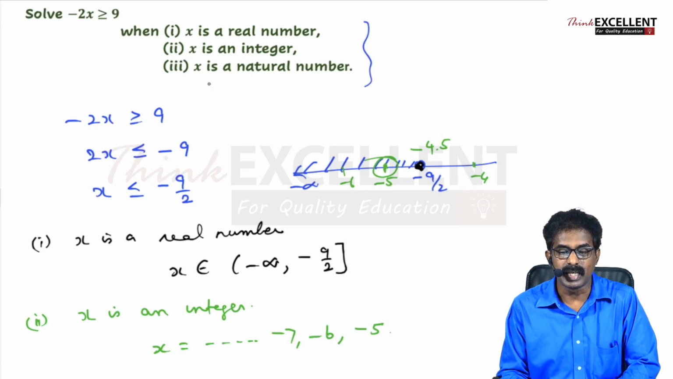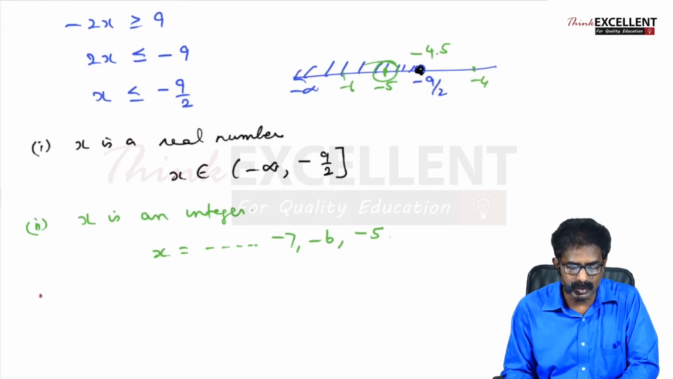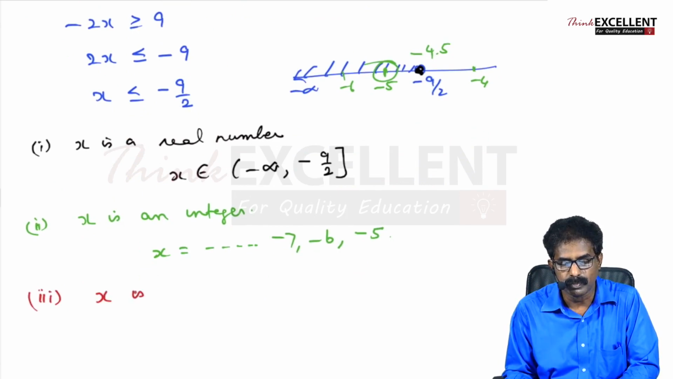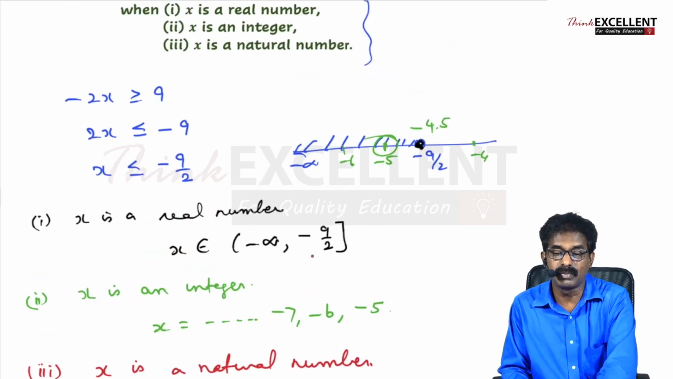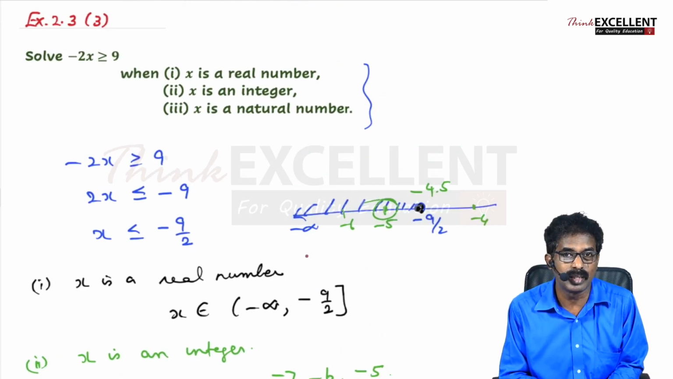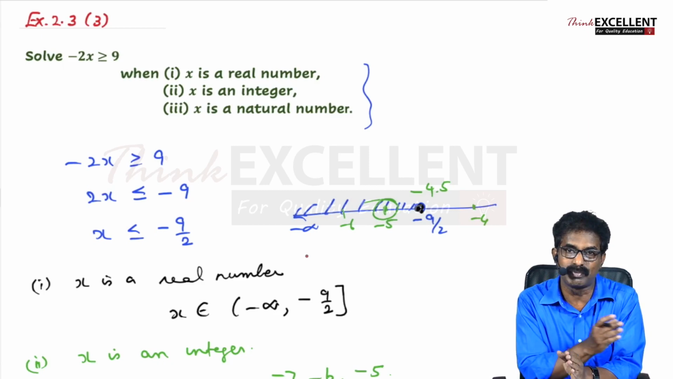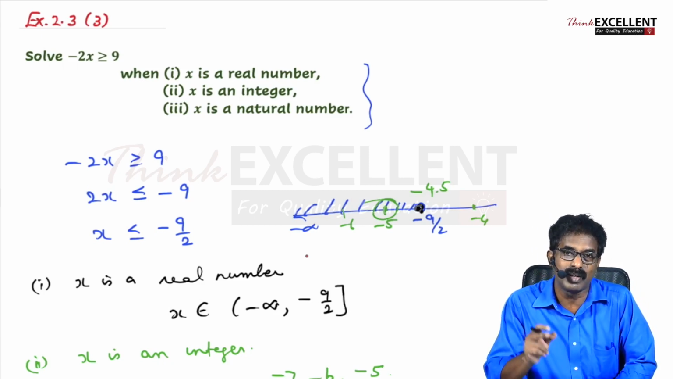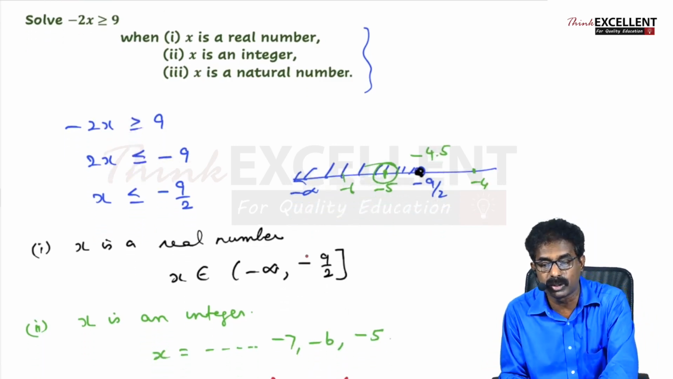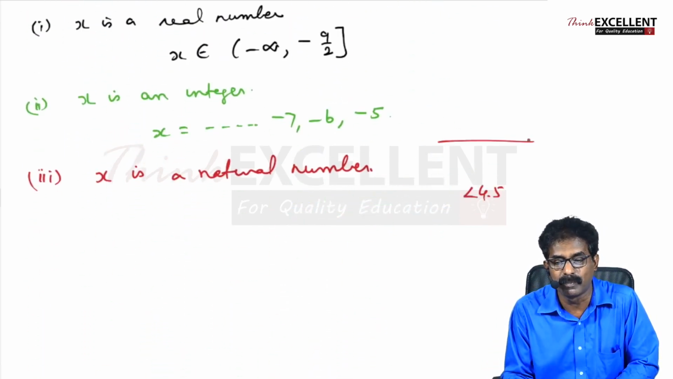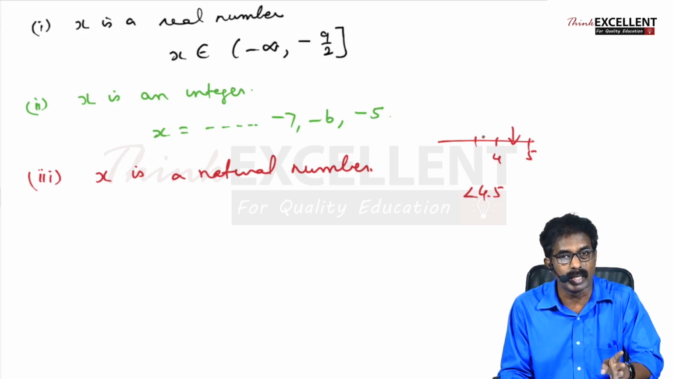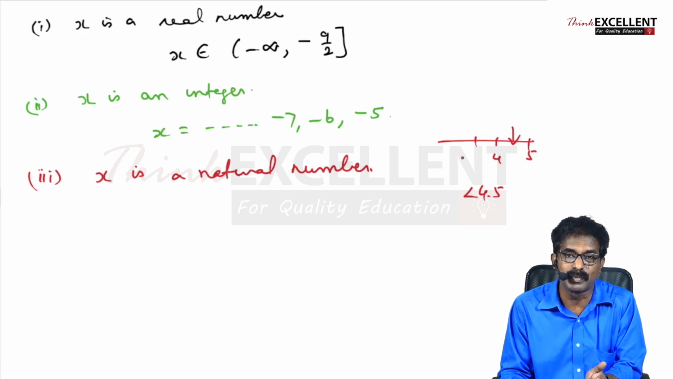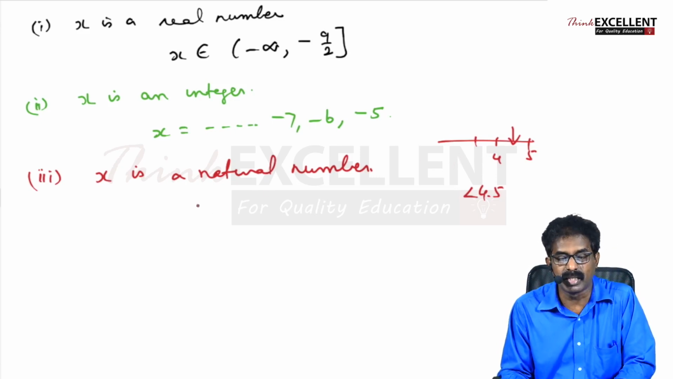Now, the third part, x is a natural number. Can you say the natural numbers which are less than minus 4.5? Natural numbers less than minus 4.5, on the left side of minus 4.5. Can you find any natural number? No. Natural numbers start from 1 only, so you cannot find any number. Suppose the question is natural numbers less than 4.5, you will say 4 is here, 5 is here, 4.5 is somewhere here. Below that, the natural numbers are 4, 3, 2, 1. But for minus 4.5, below that you cannot find any natural number. So your answer is no solution.